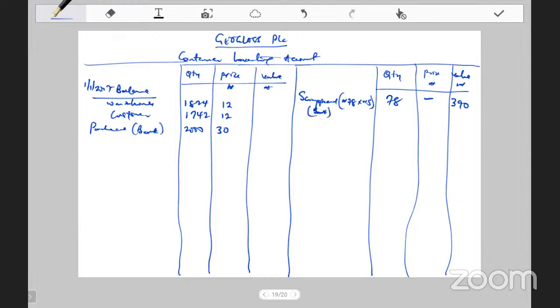Next, what do I have? The firm incurred 500 on repairs and maintenance of the damaged containers, which also goes to the bank. 500.